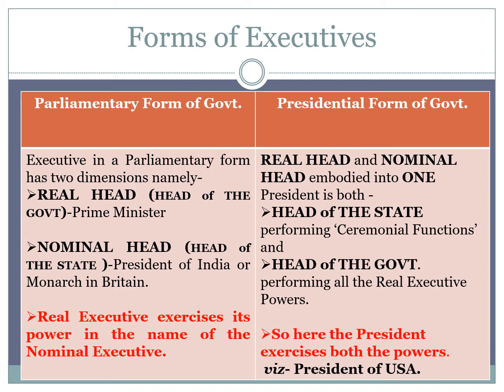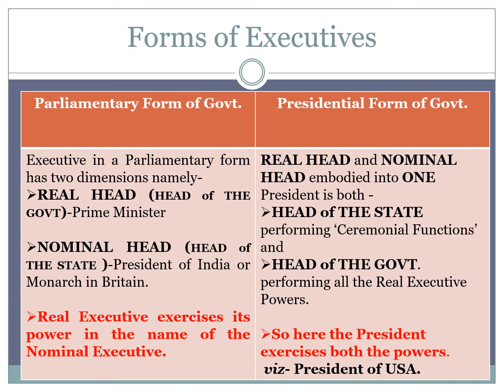In a parliamentary form, the executive has two dimensions, real and nominal. Real is the head of the government, who is the Prime Minister. Nominal is the head of the state, who is the President in India and the monarch in Britain, India and Britain being parliamentary forms of government. In India, the Prime Minister exercises all real executive powers in the name of the President.